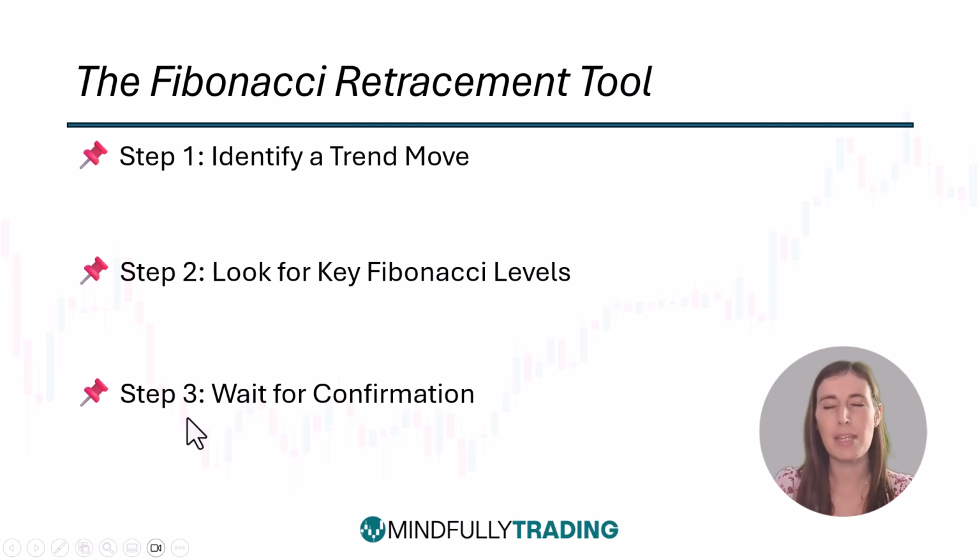And step number 3, it helps to improve your accuracy if you wait for a confirmation at a level. So this can be a reaction by price. You might be looking for a specific candlestick pattern, a pin bar rejecting these levels, or a large engulfing candlestick. And then you can enter the trade remembering to set your stop loss and your take profit order.